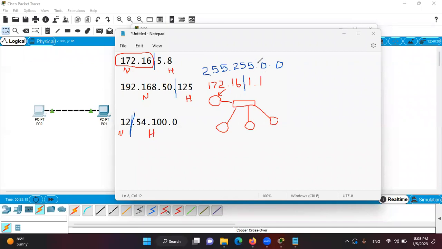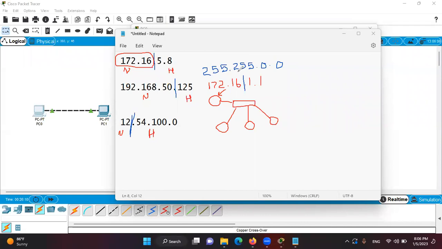Now, when I give these IP configurations to a computer, I have to insert these two numbers. One is the IP address, the other is called the subnet mask. The subnet mask indicates from where the network administrator has divided this IP address into two segments. When we give an IP address to a computer, we must enter both numbers: the IP address and the subnet mask. The subnet mask says where the address is divided into network and host.